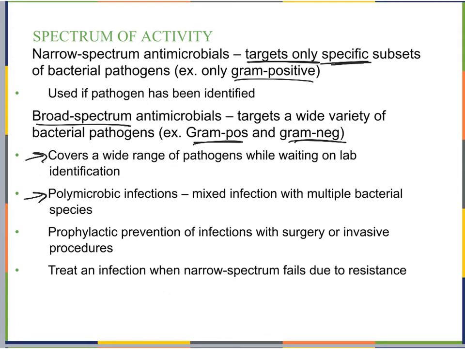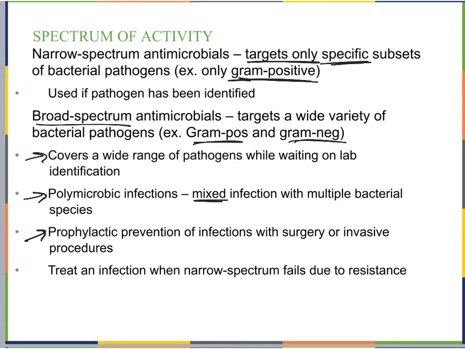Broad spectrum antimicrobials are also given with polymicrobial infections. Poly means many, so this is a mixed infection with multiple bacterial species. Even if it has been identified that there are multiple bacterial species, we may still give a broad spectrum, because in this case we might not just have a gram-positive infection. We might need to open it up further to gram-positive and negative, for example.